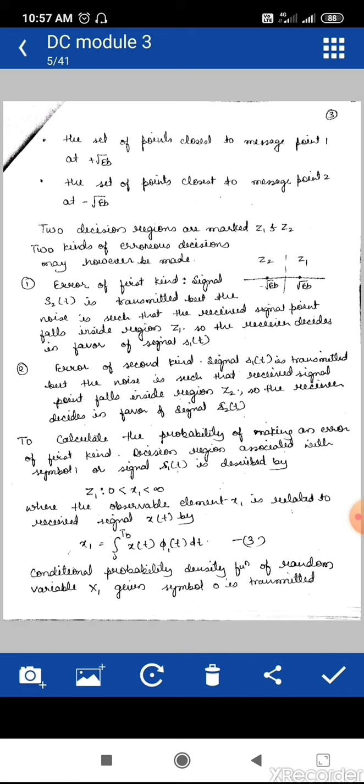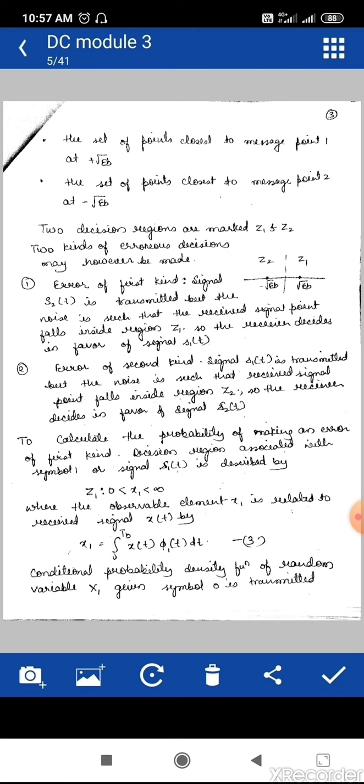Now whatever noise gets added to the signal may corrupt it, for example, 1 becomes 0 and 0 becomes 1. So in that case, how to deal with it? That is, two decision regions are marked, Z1 and Z2. So two kinds of error may happen.